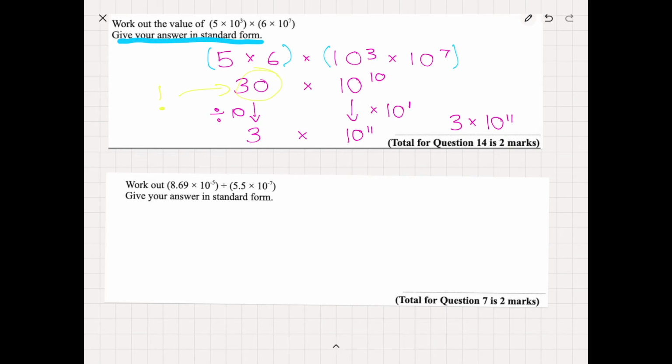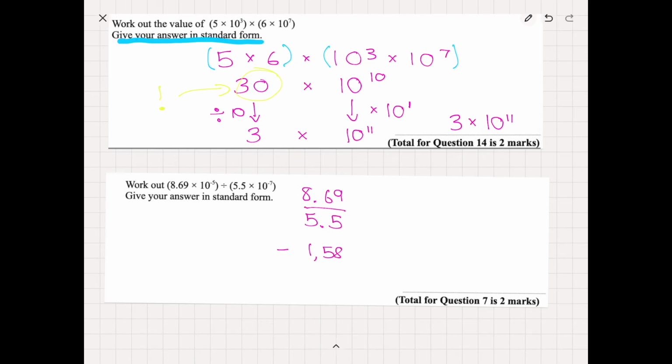Next question here. This one is a little bit more tricky. However, that's absolutely fine. 8.69 times 10 to the power of minus 5 divided by 5.5 times 10 to the power of minus 7. So first of all, division works a little bit differently. However, we can, again, just bundle our a values together. So we can do 8.69 divided by 5.5. Now, I will need a calculator for this. You probably will need to as well. However, what you should find is that the value you get is actually quite pleasant. In this case, I've got 1.58, which is lovely.